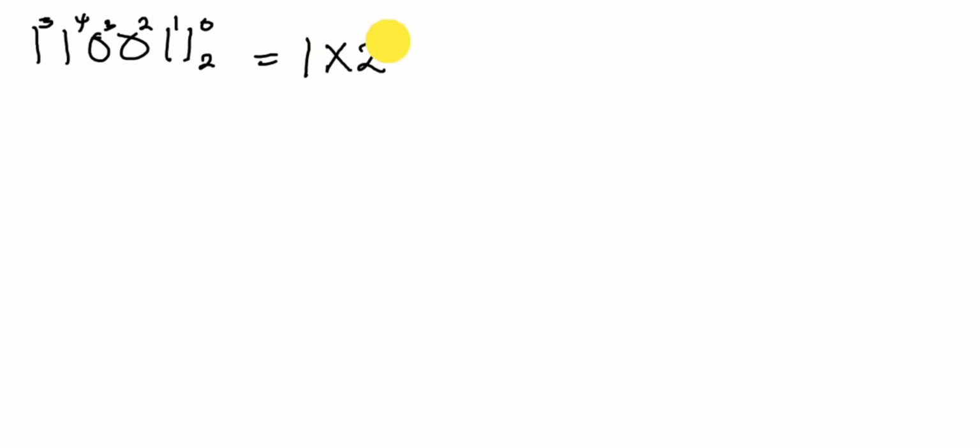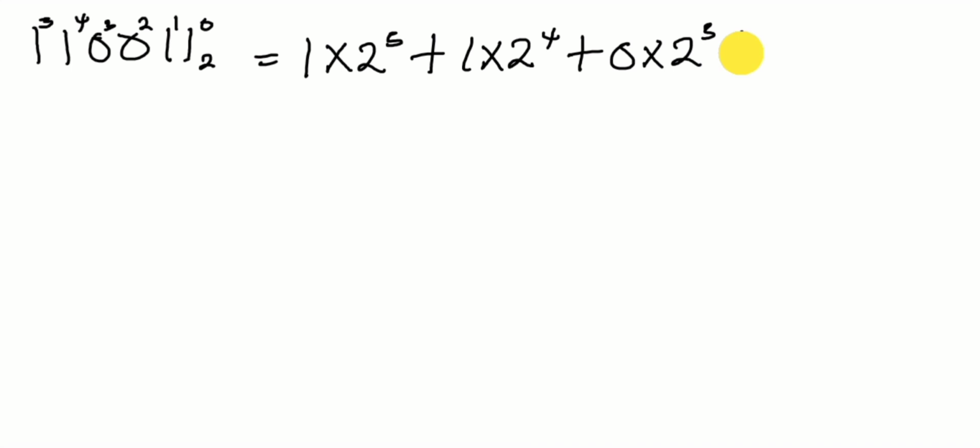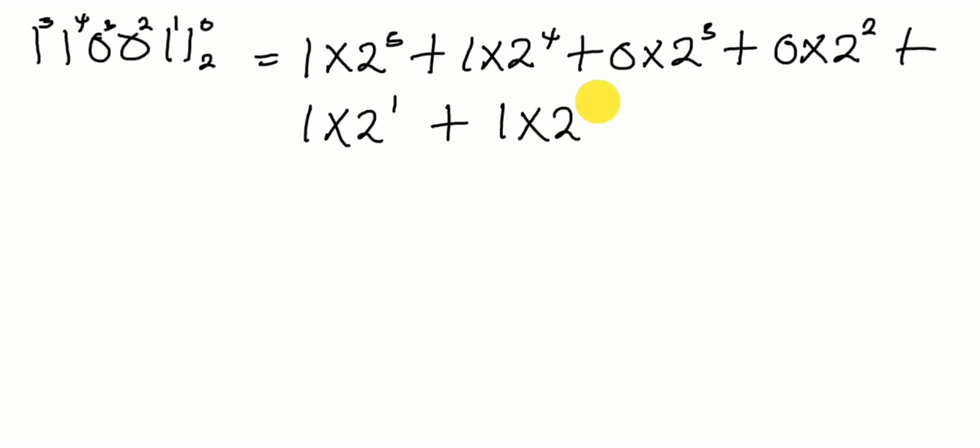Alright, so let's say we have 1 1 0 0 1 1 base 2. Now using the first method, let's distribute the powers from 0, 1, 2, 3, 4 and 5. Now the first one is going to be 1 times 2 raised to the power 5, plus 1 times 2 raised to the power 4, plus 0 times 2 to the third, plus 0 times 2 to the power 2, plus 1 times 2 to the power 1, and then plus 1 times 2 raised to the power 0.